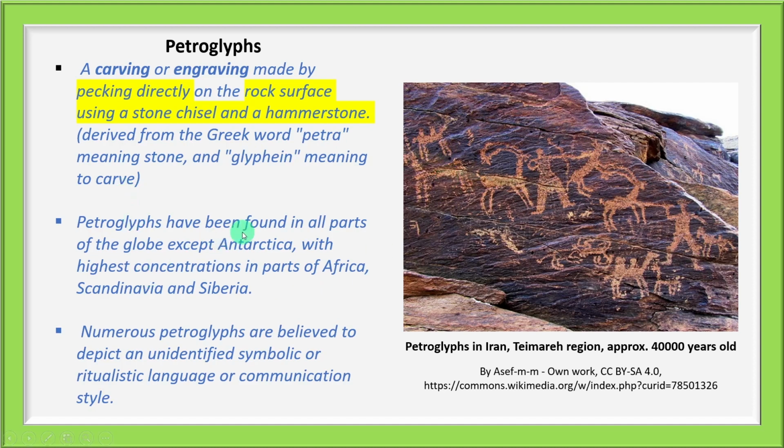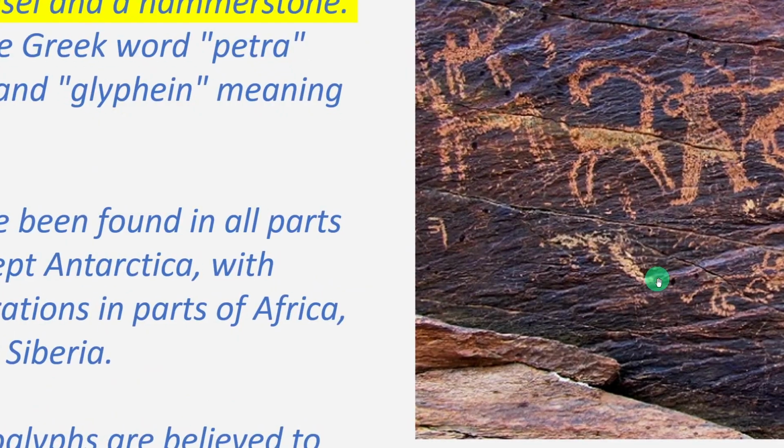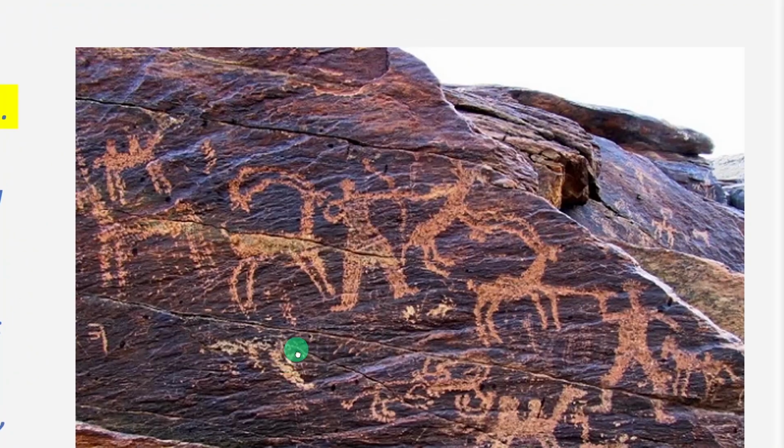Petroglyphs have been found in all parts of the globe except Antarctica, with highest concentrations in parts of Africa, Scandinavia, and Siberia. The numerous petroglyphs are believed to depict an unidentified symbolic or ritualistic language or communication style. So, the purpose for petroglyphs would be a ritualistic purpose.